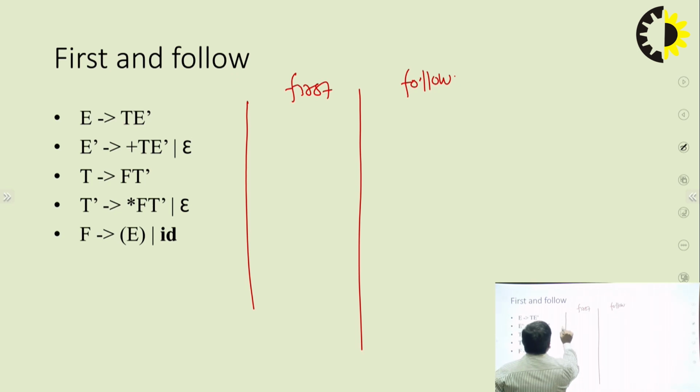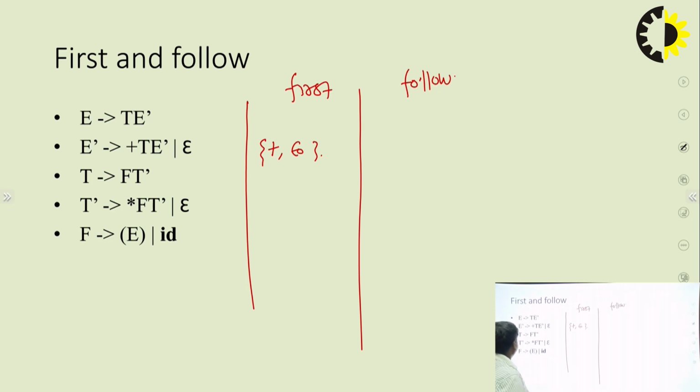First of E dash, that is known as the plus for this production rule, and for the next production rule, epsilon. Then we compute the first of the second production rule, that is known as the E dash. Then we compute the first of T. What is the first of T? If it is a terminal, then the first of T is that terminal. If it is a non-terminal, then we compute the first of this non-terminal. Then we move to the next step.